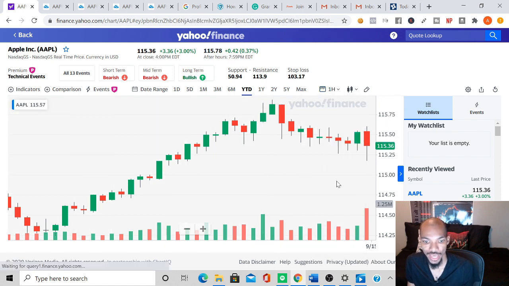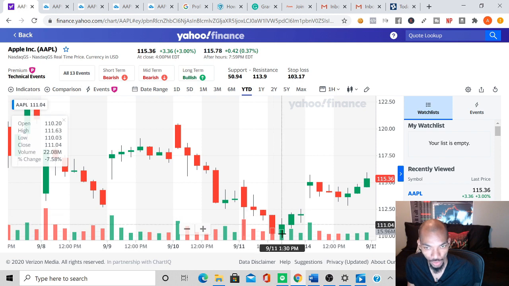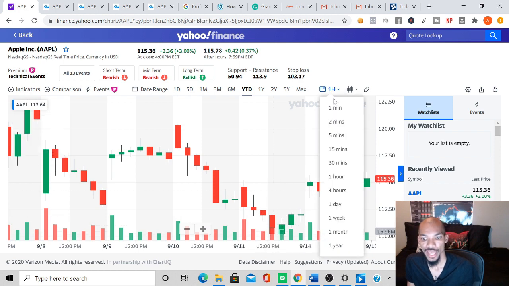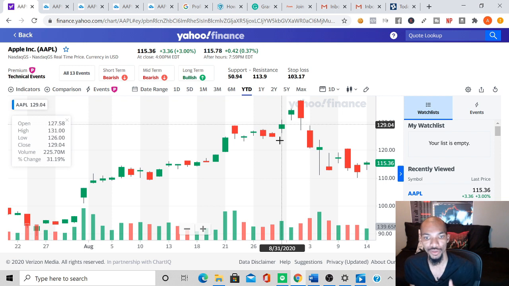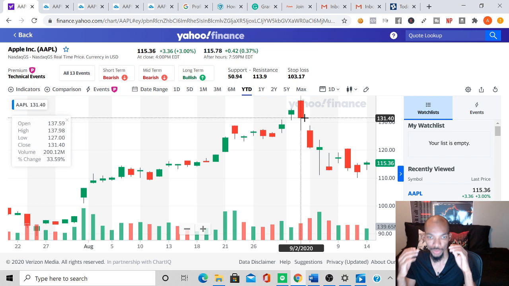If we look at the hour, it's going to show us per hour, right? And if we look at the day, it's going to show us per day. So that's the first thing. And then the second thing, just like the bar chart, we look at the color. So when we see green, we know that the stock price went up. When you see red, you know the stock price went down.